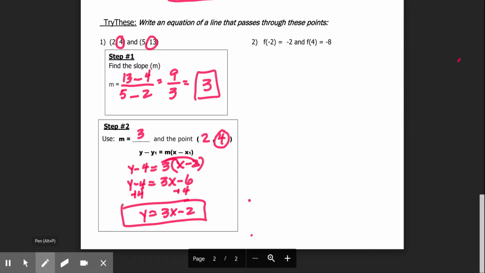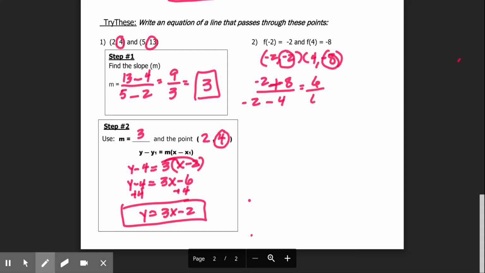All right, let's take a look at problem 2. This one's listed a little bit differently, but don't let that freak you out. This just means an ordered pair of (-2, -2) and (4, -8). So we have to first find the slope. Circle, circle, dash, line, dash. So it'll be -2 and a -8. So minus a negative will become a positive, and that'll give us positive 6. And then we have a -2 minus 4. So that's same signs, add and keep. So that'll give us a -1. So this is our m right there.